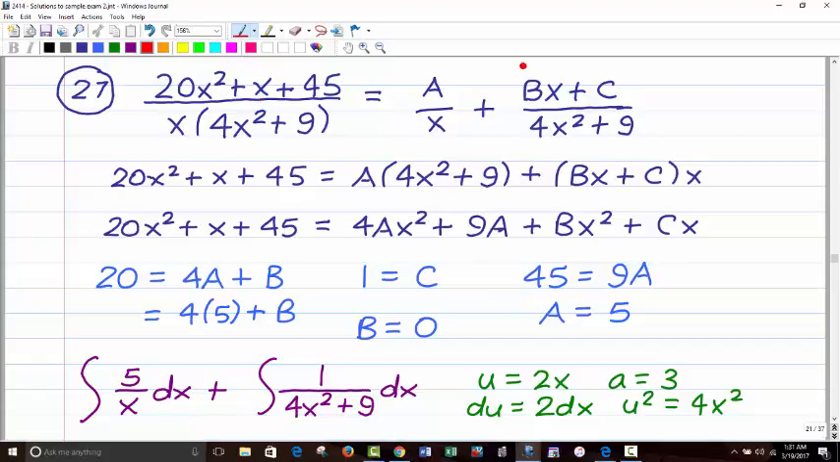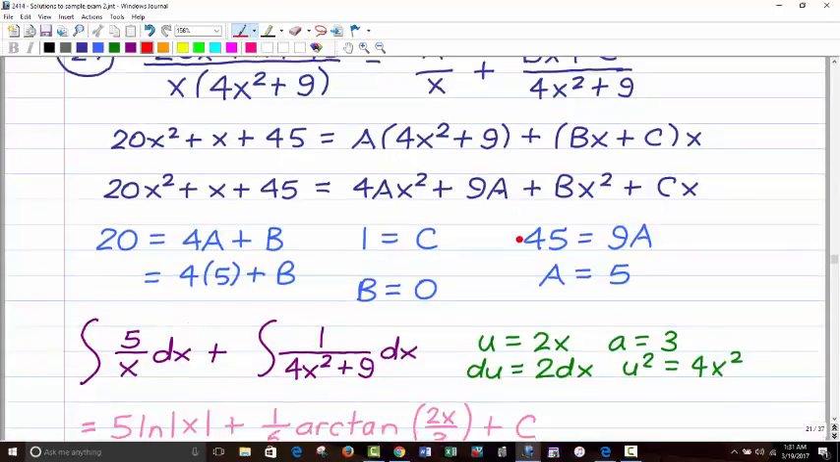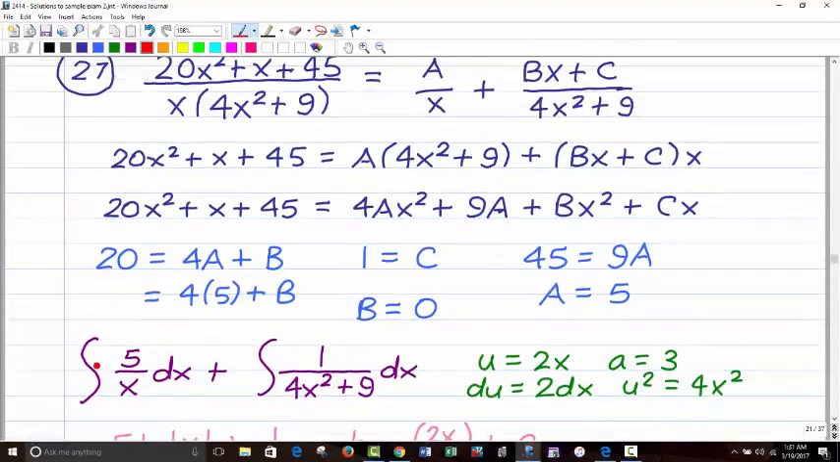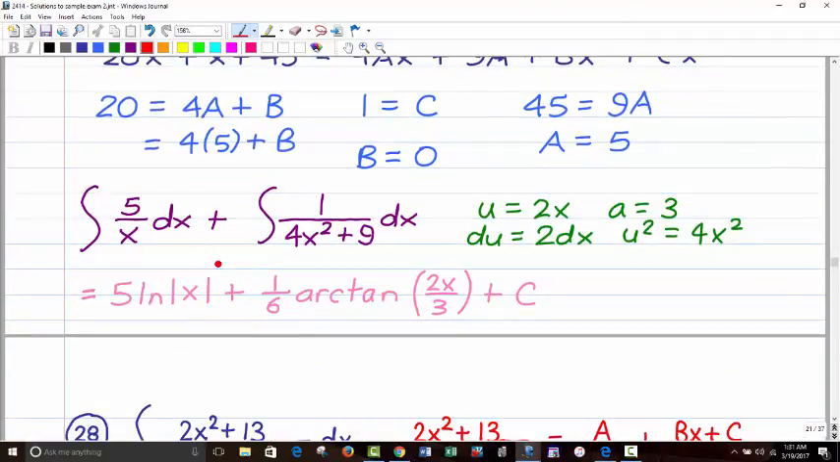And so here we go. Let's get ready to integrate this. So we have 5 over x as the first integral, and then the bx is gone because b is 0, so we have c is 1. So we have 1 over 4x squared plus 9. 5 over x would just be 5 natural log of x, and 1 over 4x squared plus 9 works out to be arctangent.